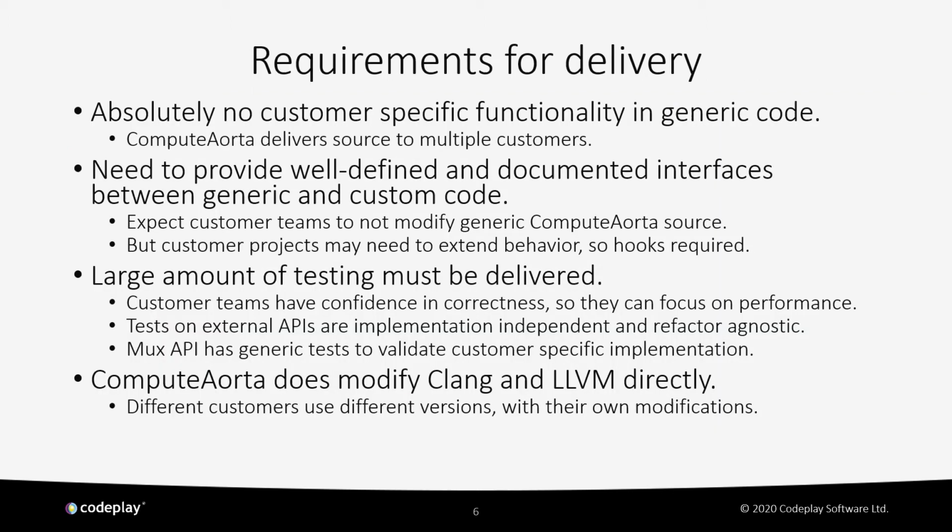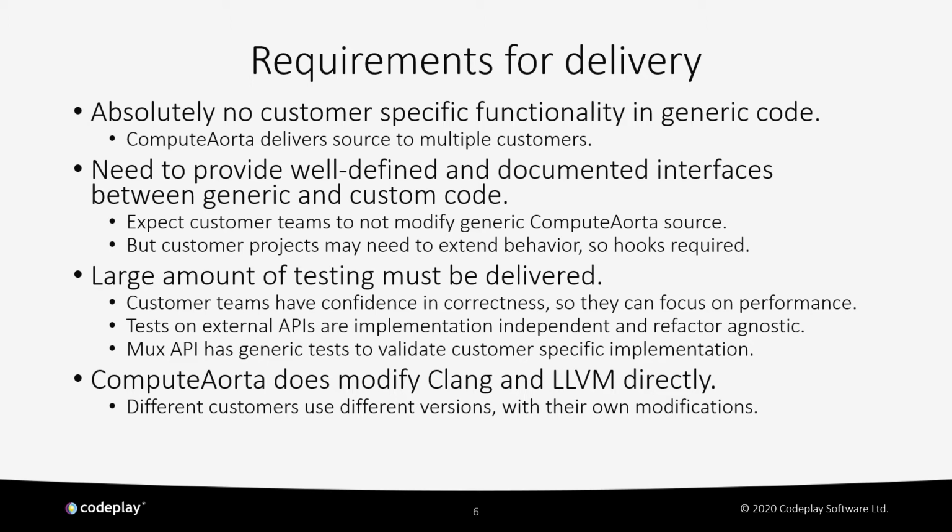Ewan and I both work on the generic ComputeAorta project, and delivering projects this way puts some requirements on how we operate. Firstly, an obvious but key point is that because we deliver source to multiple customers, there can be no customer-specific functionality in the generic code. But of course, every customer project involves a large amount of custom functionality, so we need to provide well-defined and documented interfaces between the generic code that we produce and the custom code that will be produced by the customer team.